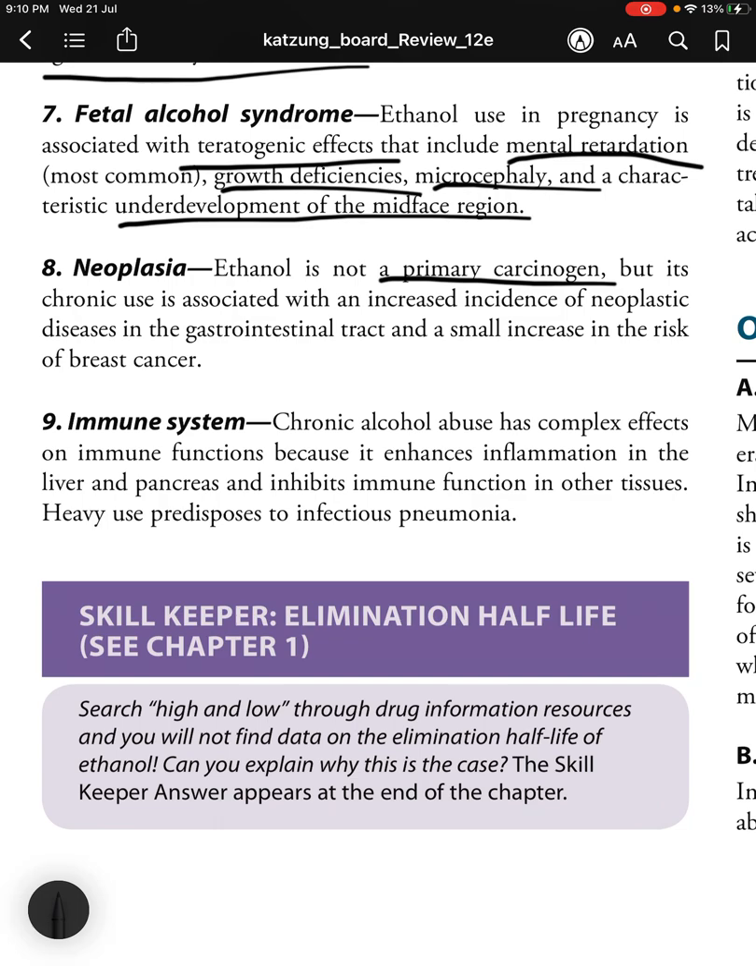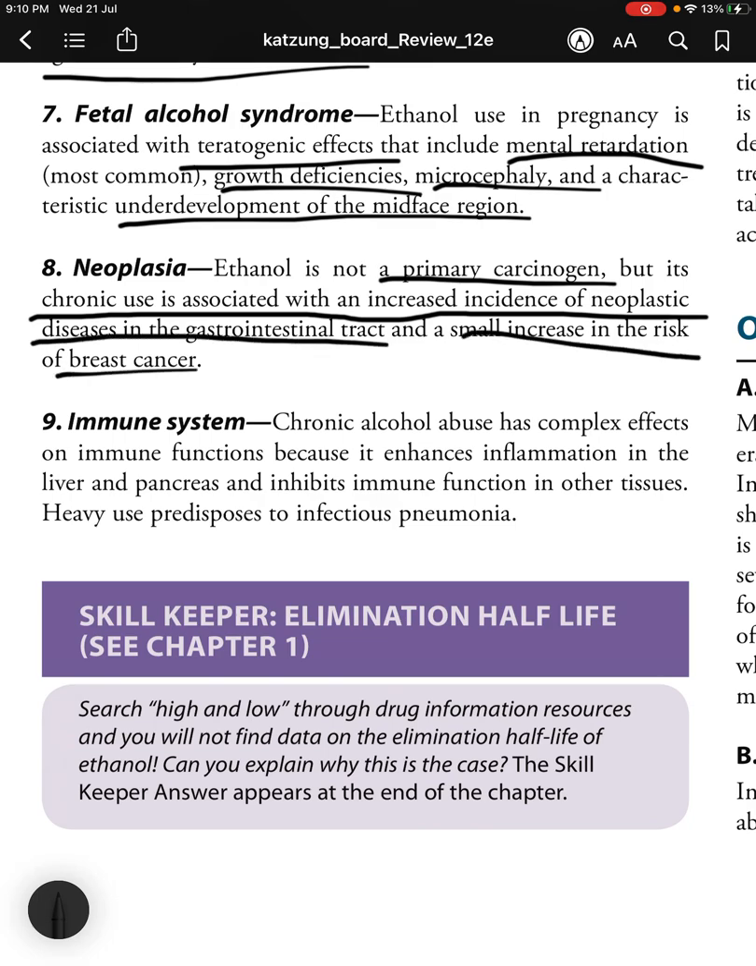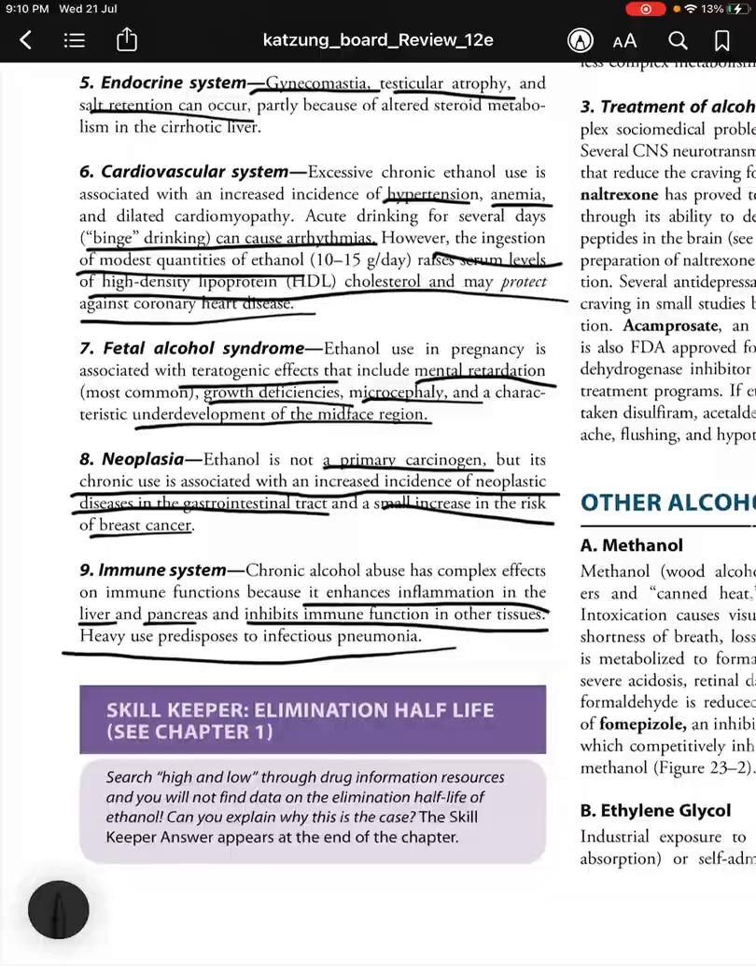And neoplasia. So ethanol is not a primary carcinogen, but its chronic use is associated with increased incidence of neoplastic diseases in the GI tract and a small increase in the risk of breast cancer. And immune systems. So chronic alcohol abuse has complex effects on immune functions because it enhances inflammation in the liver and pancreas and inhibits immune function in other tissues. Heavy use predisposes to infectious pneumonia.